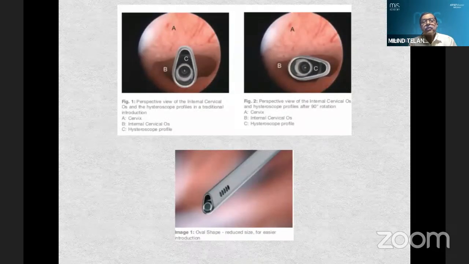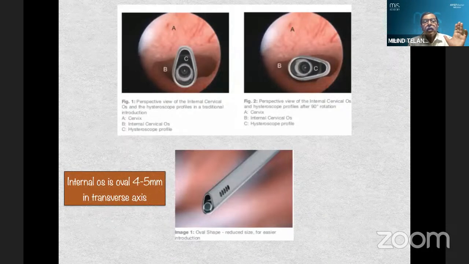And here in this diagrammatic figure, you can see how to align the oval shape of the scope to the oval shape of the internal os. Now the internal os, if you see, is oval in shape, 4 to 5 mm. Now you will say why it is oval in shape. It is oval in shape because of the anteversion and the retroversion. And therefore, from a round internal os, it becomes oval. Now, in an oval internal os, you cannot put a round scope.